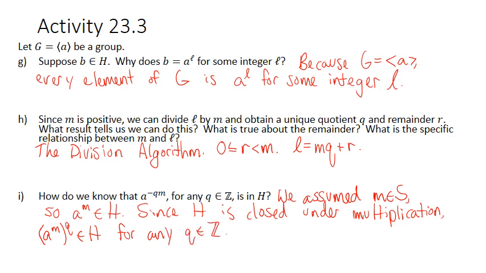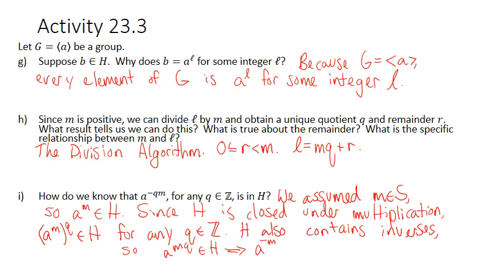Okay, and then you can think of that negative on the q, it's just giving you another integer. Or if you want to, you can argue that H also contains inverses, because that's another group property. So a to the mq being in H would imply that a to the negative mq is also in H. That would be the inverse. Okay, let's move to the next slide.